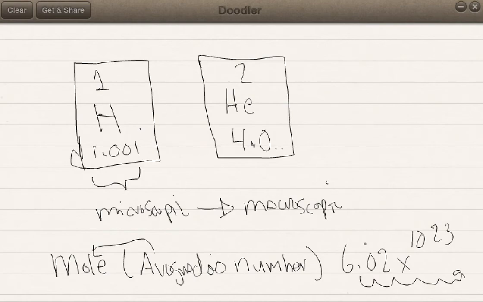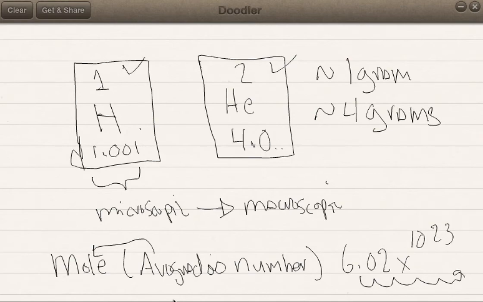Well, the really cool thing about the mole is if I have a mole of any one of these elements here, so let's say I have 1 mole, 6.02 times 10 to the 23 atoms of hydrogen, I will have approximately 1 gram of hydrogen. And that's what this atomic mass is really handy for: if you have an Avogadro's number, a mole of whatever element or whatever atom you're looking at, you will have its atomic mass number in grams. Just like if I had a mole of helium, that would be approximately 4 grams of helium.